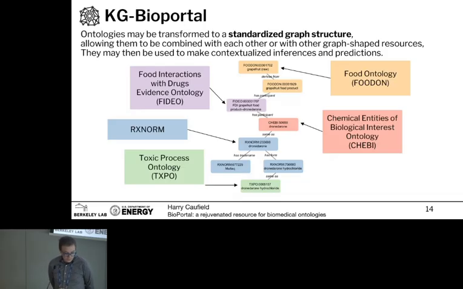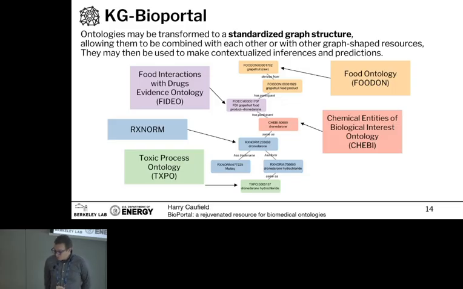I can look at FIDEO, the Food Interactions with Drugs Evidence Ontology, and realize, okay, well, one of the interactions is between grapefruit and this drug dronedarone. I can map that to the corresponding ChEBI term, and then its corresponding RxNorm term to get different names and labels of that drug. And then I can go even further into things like the Toxic Process Ontology and realize, okay, well, there are specific processes that are mapped through here.